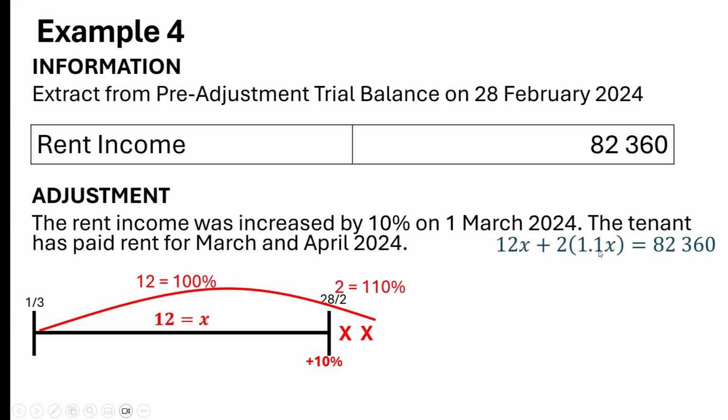How do I get 1.1x? If you type in your calculator, let me write it here quickly. If I type in my calculator, 110 divide by 100, which is 110%, I get 1.1. That's how I get to that 1.1. Take 110, divide by 100, which is 110%, and I get 1.1. So for the 2 months, the rent is 1.1x. And that equals 82,360.